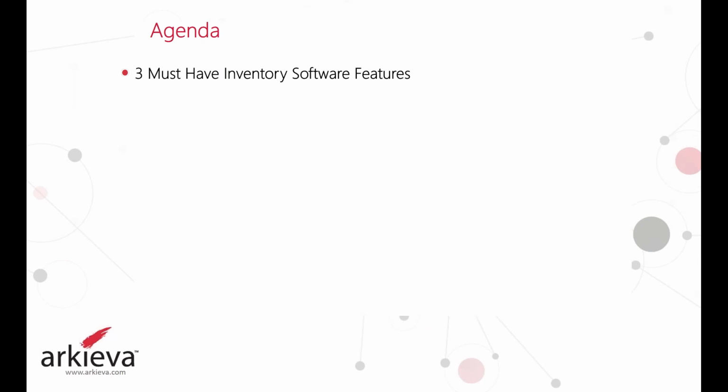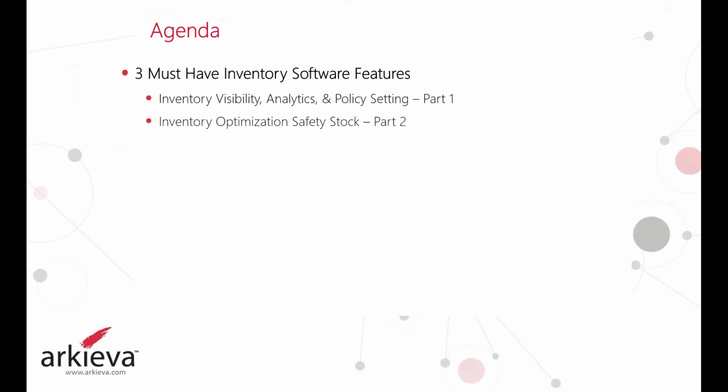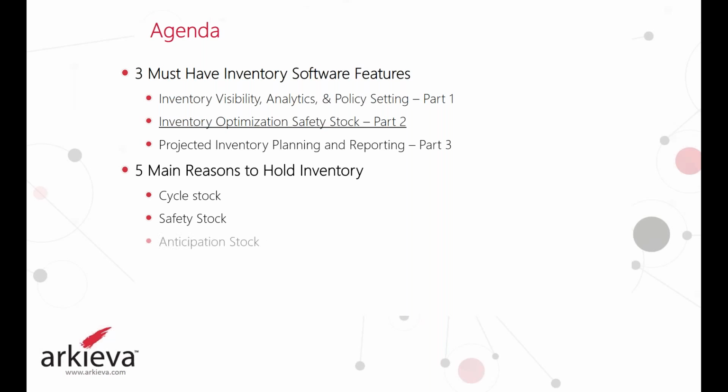So let's look at the agenda for today. We talked about the 3 must-have inventory software features in our first presentation. We discussed inventory visibility, analytics, and policy setting. Today, we're going to focus more on inventory optimization and more on safety stock. And then our next webinar is going to talk about planning and reporting. Some of the things that we're going to discuss are the 5 main reasons to hold inventory. So Sujit is going to talk about cycle stock, safety stock, anticipation, in-process, and transit stock. And then we're going to look at whether you should optimize your inventory from a multi-echelon versus single echelon view.